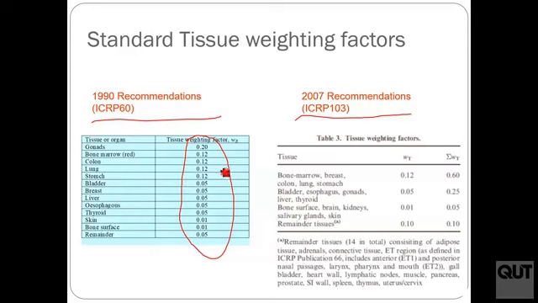When you go out into work, in practice, you would use the 2007 weighting factors, but for simplicity's sake we're going to stick with the 1990 ones. Hopefully, if you need to apply this in a real situation, you will use the right tissue weighting factors.